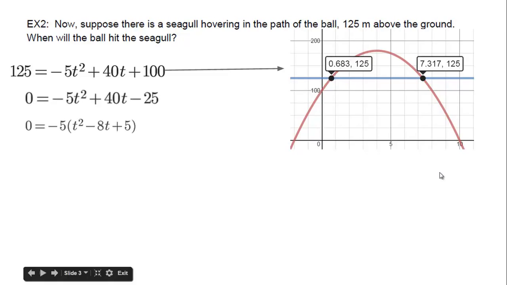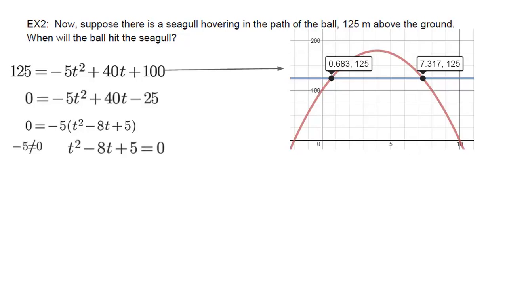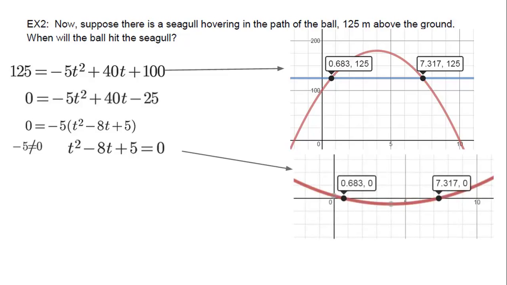Bring the 125 over. We're going to factor out the -5. We recognize that -5 can't equal 0, so it's t squared minus 8t plus 5 that would have to equal 0. And that actually can't factor. So then what we're actually doing is looking at a different quadratic altogether. This quadratic has nothing to do with the golf ball except for the fact that its zeros are going to be the same as this one's roots when it's at 125. So I want to show that picture because this does have a picture as well. So it is finding zeros of a quadratic, but these are irrelevant. They don't mean anything. It's these points that really matter, but they're the same thing, 0.683 and 7.317.